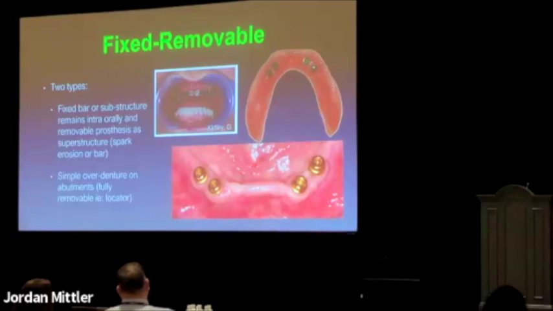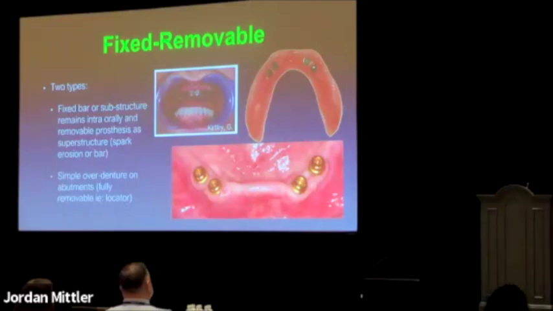So with fixed removable, we basically have 2 choices here, and this was actually alluded to in one of the earlier talks. We can have the fixed bar or substructure, which remains in the mouth, and then a removable prosthesis as a superstructure over it, such as a spark erosion or a bar overdenture. Personally, I don't love that because I find that most patients think they're really going to clean well under that bar. Some do, most don't. So I don't love having a fixed bar.